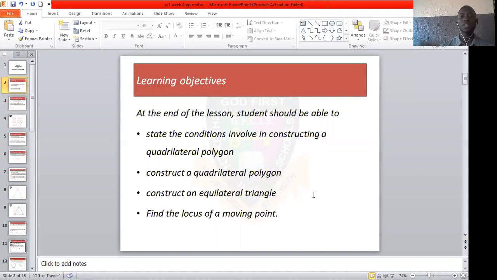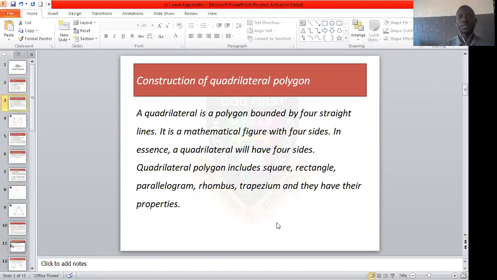And the last one is to find the locus of a moving point. We discussed locus and some conditions involved in finding the locus of points. So let's go to the topic proper. Construction of a quadrilateral polygon.